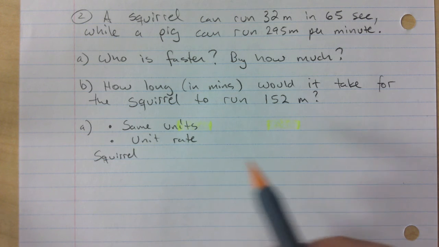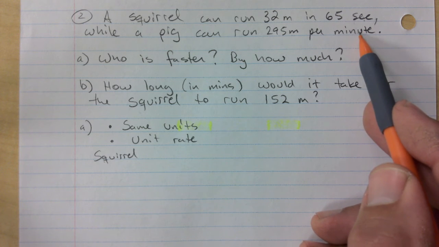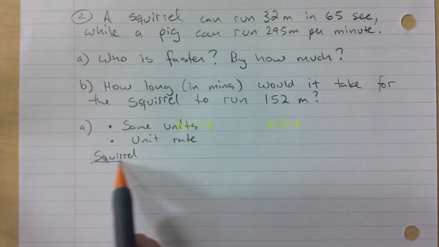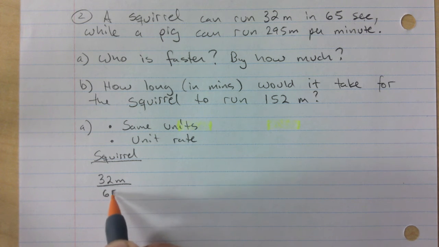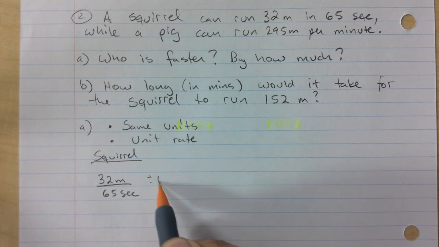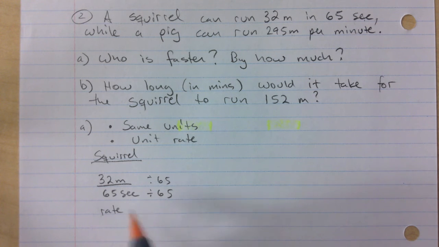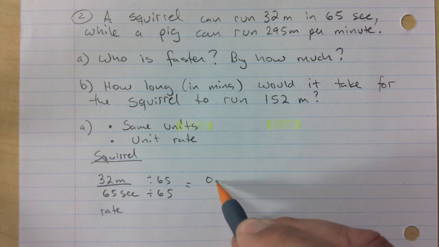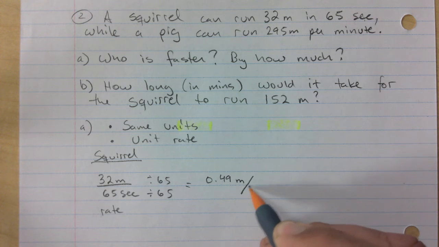Squirrel. They're both in meters, and time is going to be fairly easy to take care of. So I'm just going to make sure they're in unit rates, right? So it's 32 meters for 65 seconds. Divide both of them by 65, right? That's how you get the unit rate. So this is the rate. And here you get your unit rate. 32 divided by 65, that's 0.492, which is 0.49 meters per second.